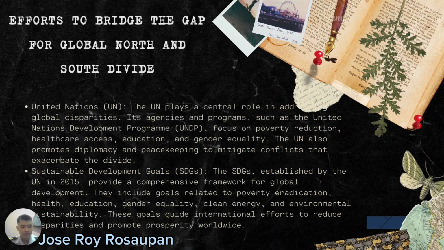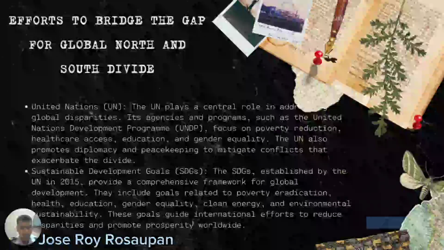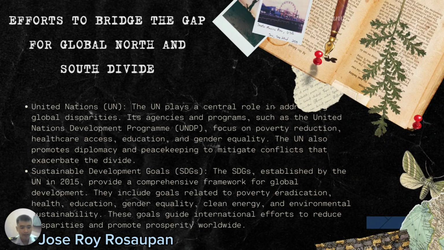And we have the Sustainable Development Goals. The SDGs, established by the UN in 2015, provide a comprehensive framework for global development. They include goals related to poverty eradication, health, education, gender equality, clean energy, and environmental sustainability. These goals guide international efforts to reduce disparities and promote prosperity worldwide.